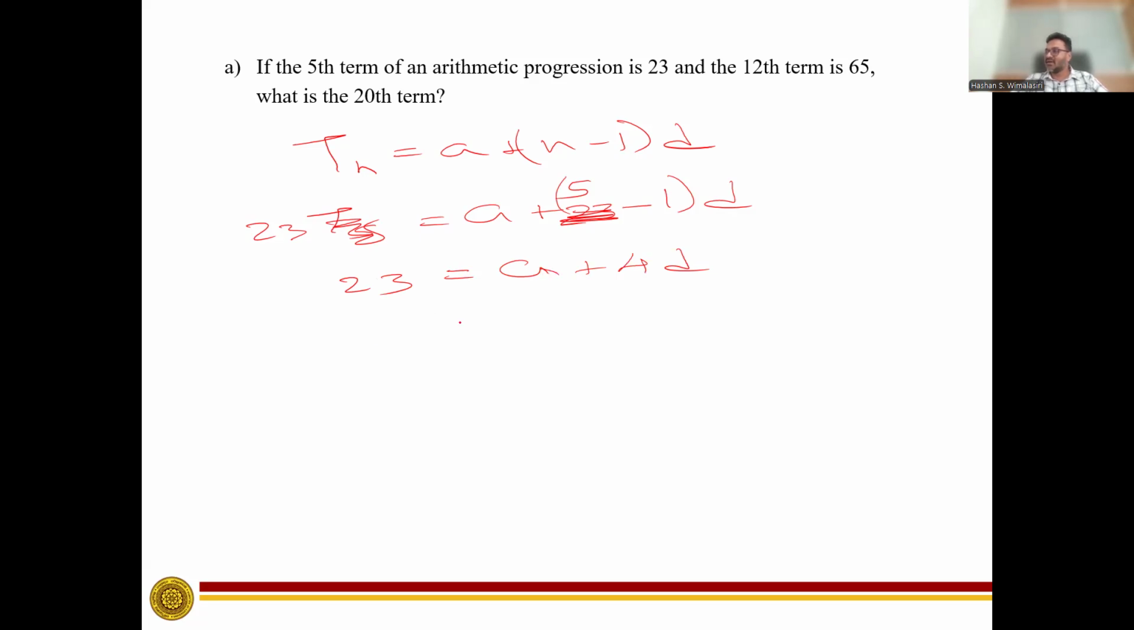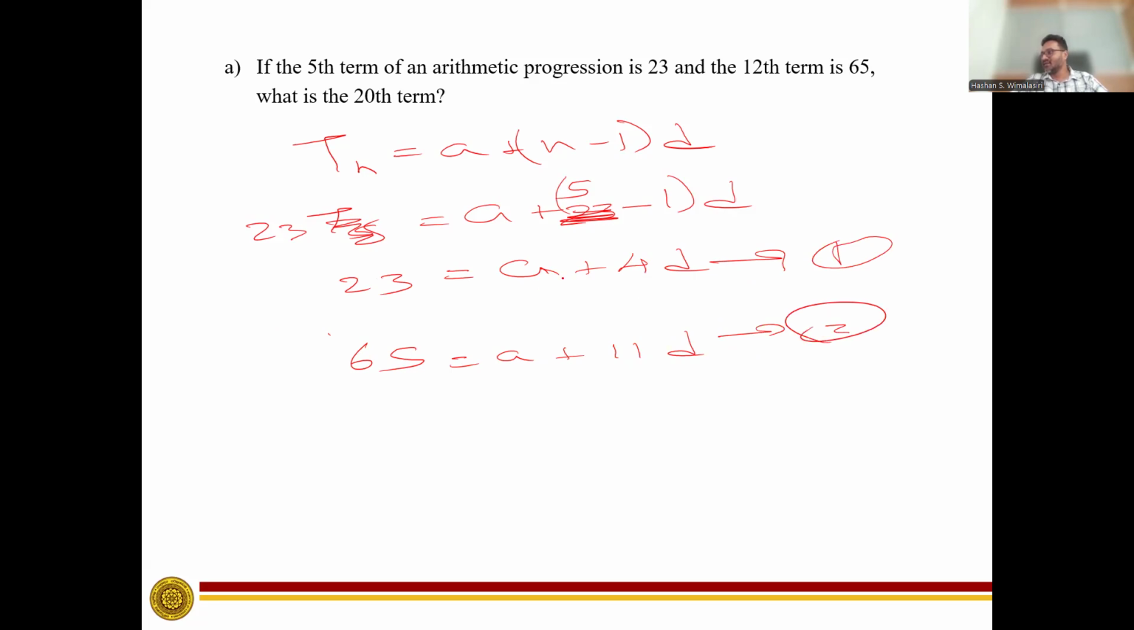right? And in the same way we can get the 12th term is 65. 65 equals a plus 11d. Likewise, you are getting this. So this may be the first equation, and this might be the second equation.